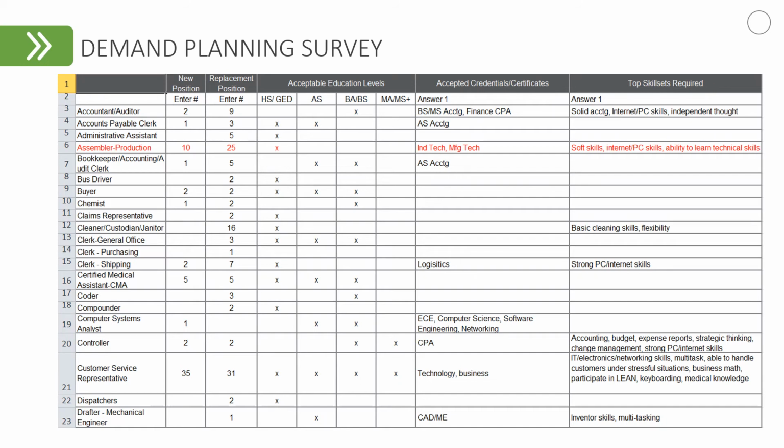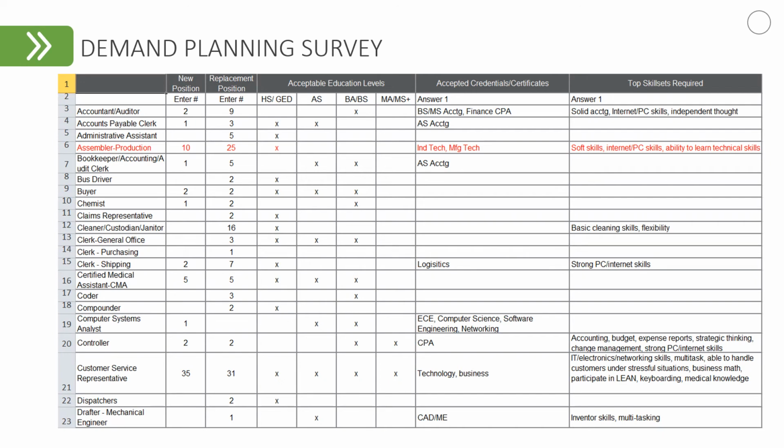For that assembler position, what was acceptable was a high school diploma or GED, but they also accepted industrial tech and manufacturing tech certifications. And again, you can see the ability to learn technical skills is one of their top skill sets required for that job. Now let's go down to line 21.